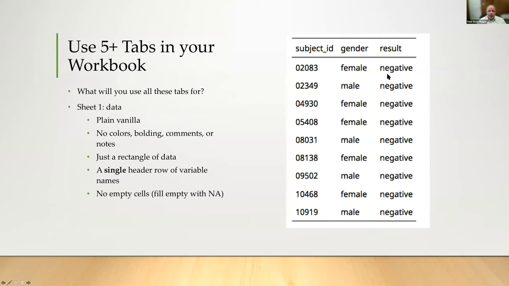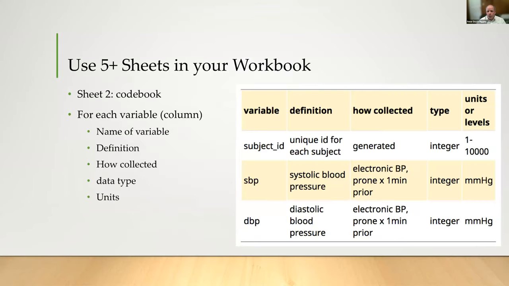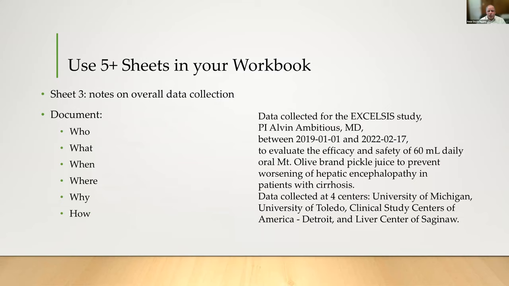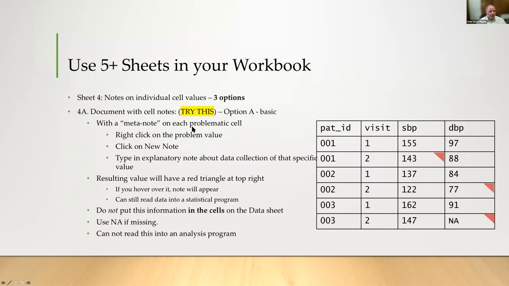So your data tab should be plain vanilla, no colors, bolding, comments, or notes, just a rectangle of data, a single header row of variable names, and no empty cells unless they have NA. Your code book should be very clear for every variable, what the definition is, how it was collected, data type, and units. You should have one sheet that's just about the overall data collection, what the project was, dates, who was involved, who, what, when, where, why, and how, and where the data was collected. Then a worksheet that you can add notes or metadata about individual data collection.